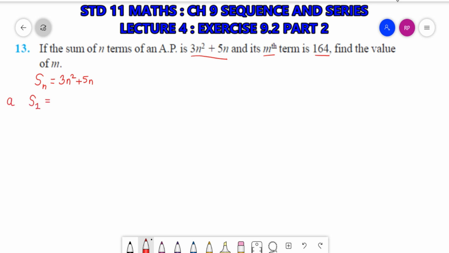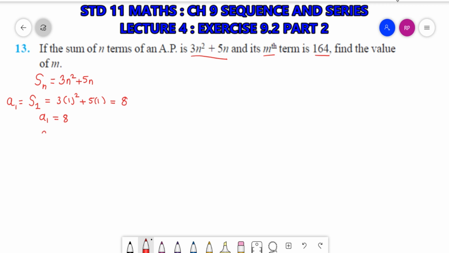Okay, so if you take the first term, if I want to find out a1, then there will be S of 1. Okay, and there will be 3 into 1 square plus 5 into 1. So that will be equal to 8. So I got a1 is equal to 8.